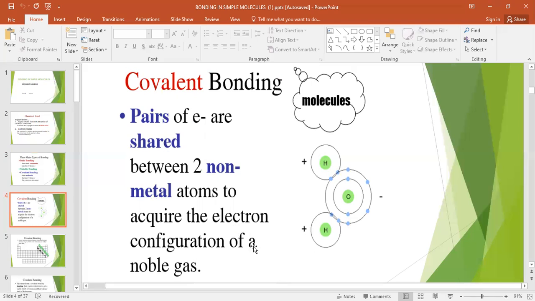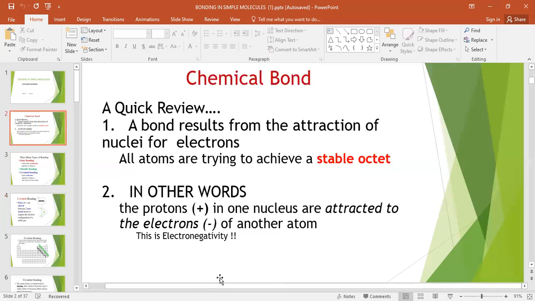Atoms acquire the electronic configuration of the noble gas. The next topic is why atoms form a chemical bond. You saw this before and nobody asked me the question. All atoms are trying to achieve a stable octet. What do you understand from this first slide I showed, but did not explain? I was expecting maybe you would ask a question. What do you know about this?